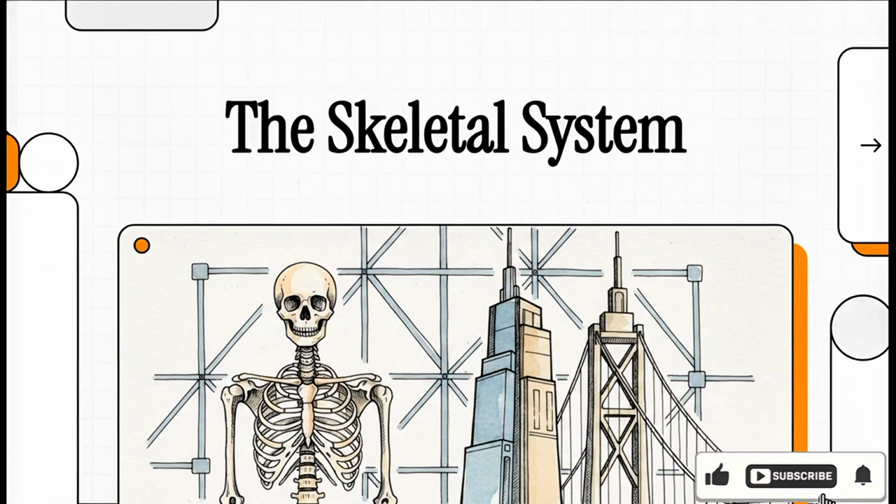It's this ultimate framework that gives us our shape, supports our weight, completely protects our most vital internal organs, and lets us actually move through the world.